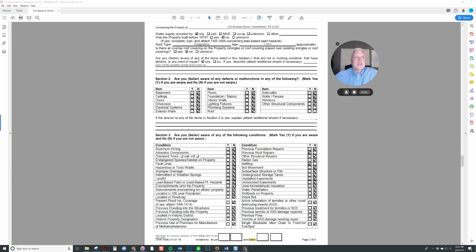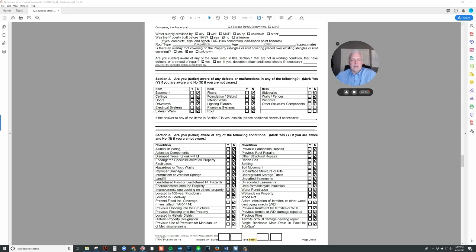Page 2, it goes into more questions, and you just do a checkbox, which is the water supply, what does that come from? Does that come in from the city, a well, a MUD district, co-op, etc.? Then it's going to ask you, of course, was the property built before 1978? If yes, no, unknown. The reason they're asking you about that is lead-based paint.